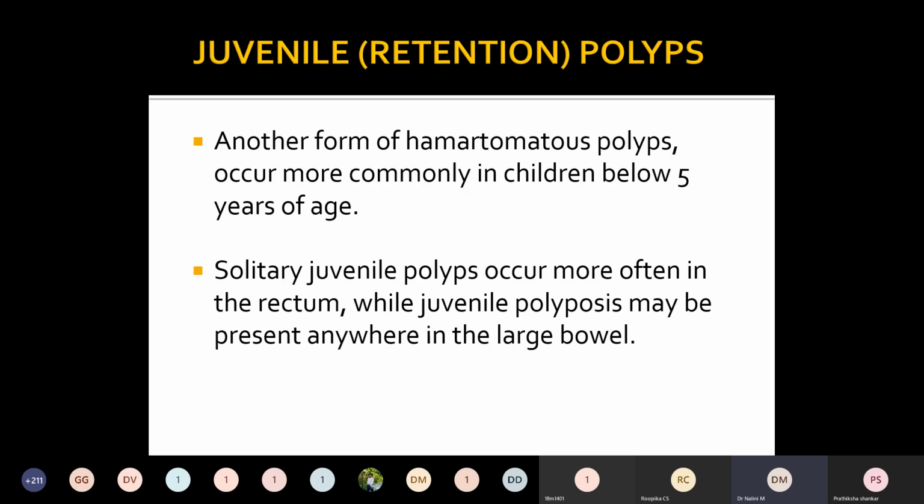Juvenile retention polyps, these are another form of hamartomatous polyp, but what is important here is like how the name says, it is common in children and usually they are below 5 years of age. And the solitary polyps occur more often in the rectum, okay? And it can be present anywhere, but it is more common in the rectum, okay?